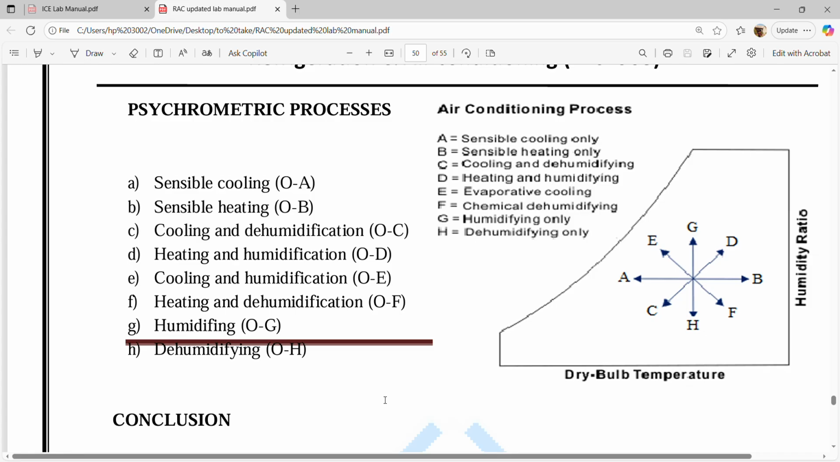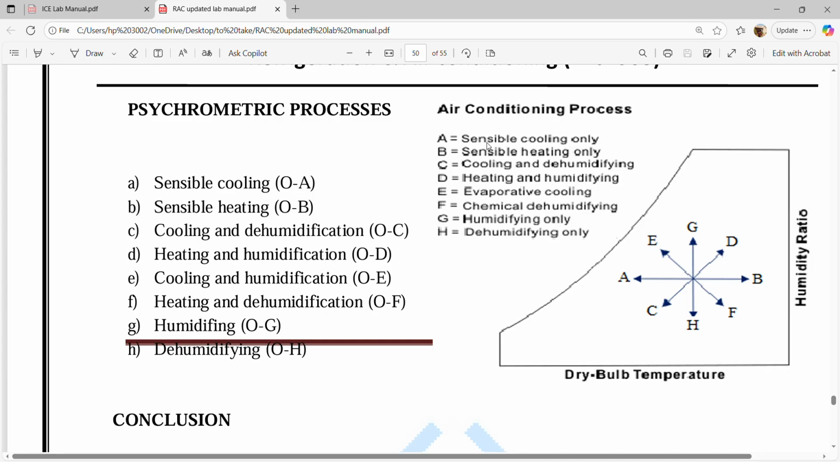So these are the psychrometric processes. This is sensible cooling, sensible heating. So OA, here we can see. OB is sensible heating, cooling and dehumidification, OC. Here it is O. Here O to A, O to B, O to C, O to F. Cooling and humidification, heating and dehumidification OF, and humidifying OG, dehumidifying OH.